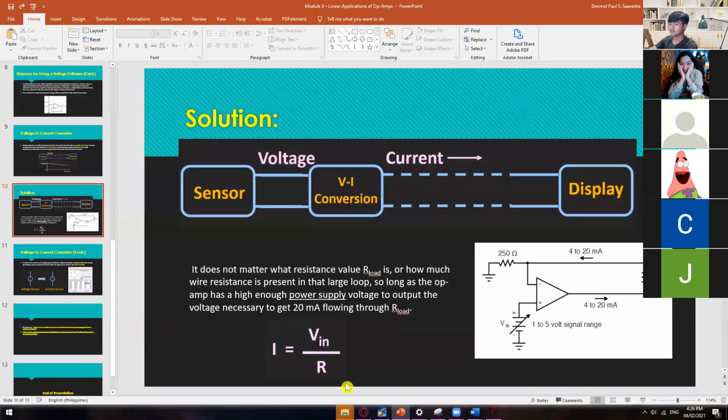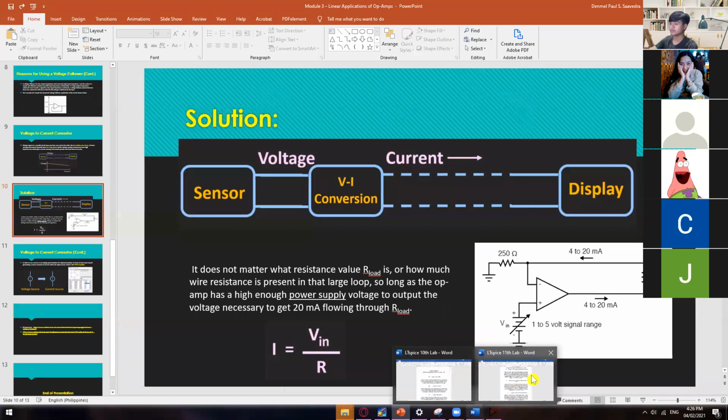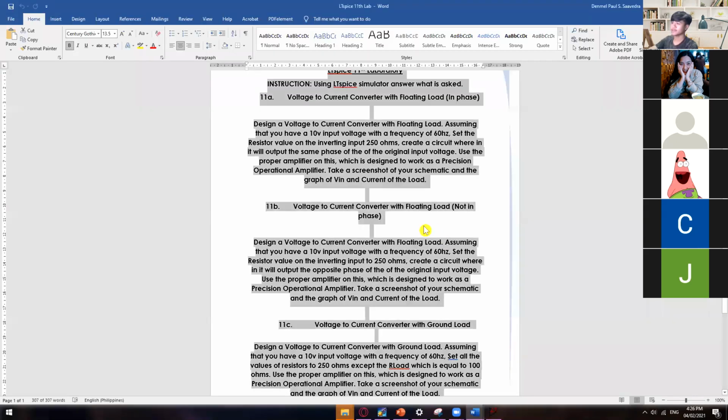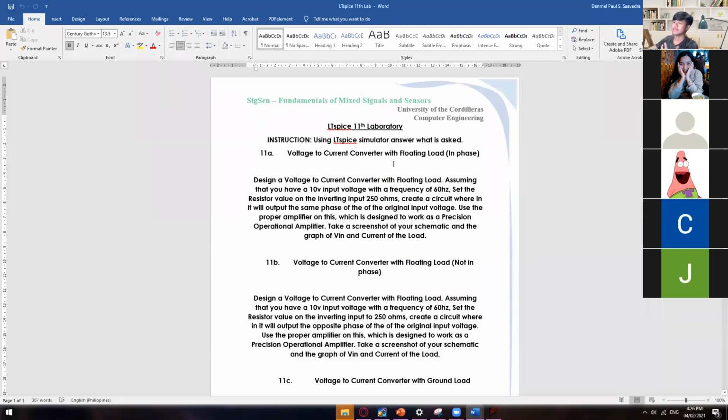All right, so that's it for the discussion. And then we have here your laboratory number 11. This one now is for the voltage to current converter with floating load. So this will be your research work. Not actually research work.